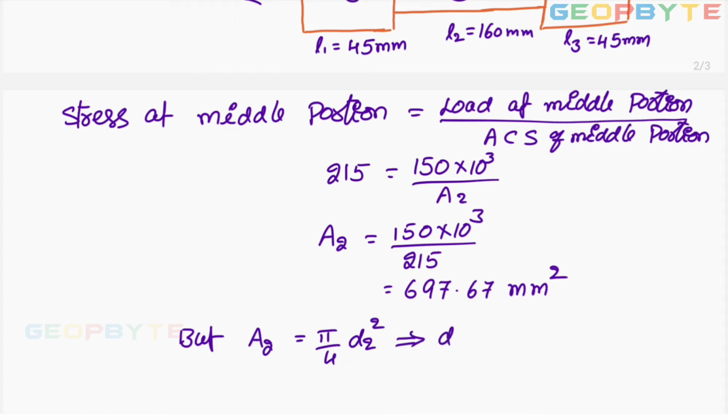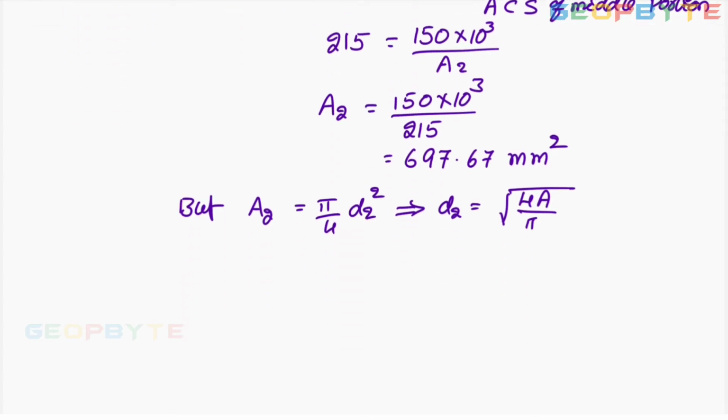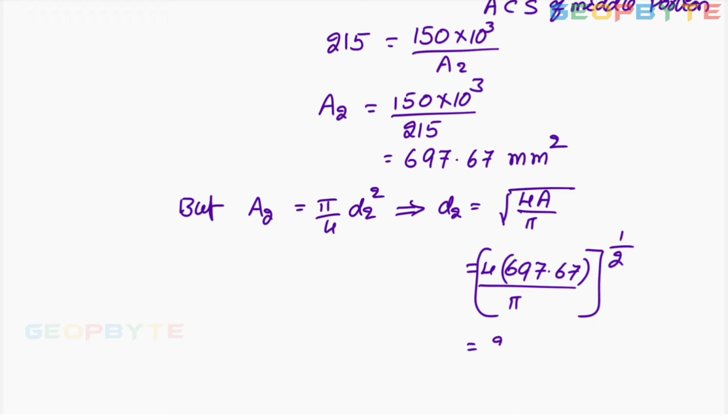But area at the middle portion A2 equals pi by 4 into D2 square. From this, D2 equals the square root of 4A by pi. So substitute those values: 4 into 697.67 divided by pi, whole power 1 by 2. Simplify this value for getting the diameter at the middle portion as 29.8 mm.